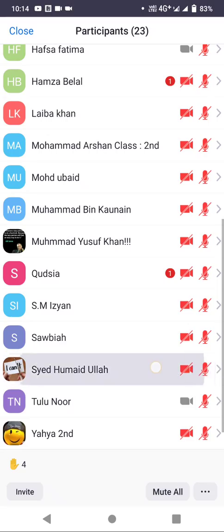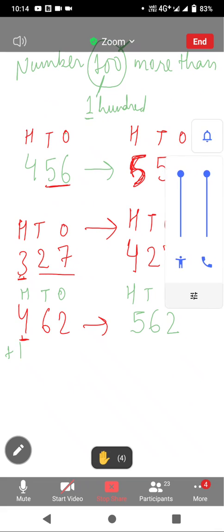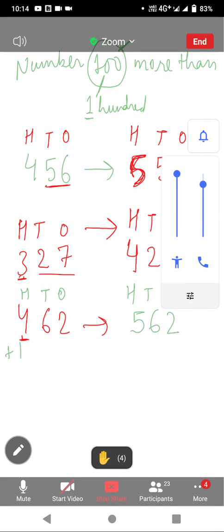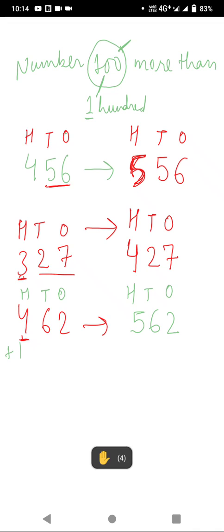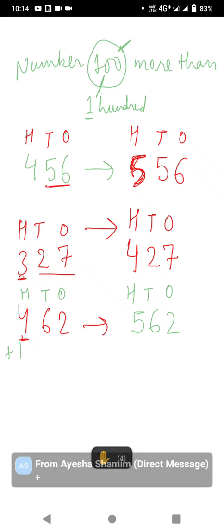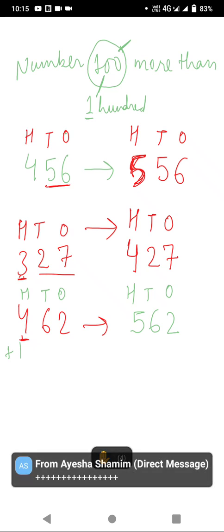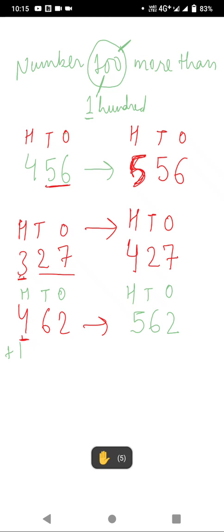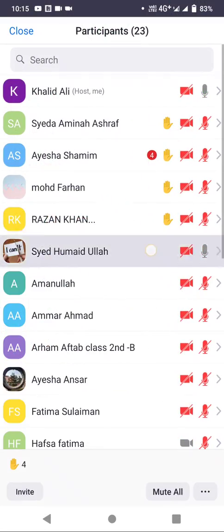Yes, Sayyid Humaydullah. To find out 100 more than, what will you do? 100 more than 462 is 562. You will just add 1 in the hundreds place. Okay?